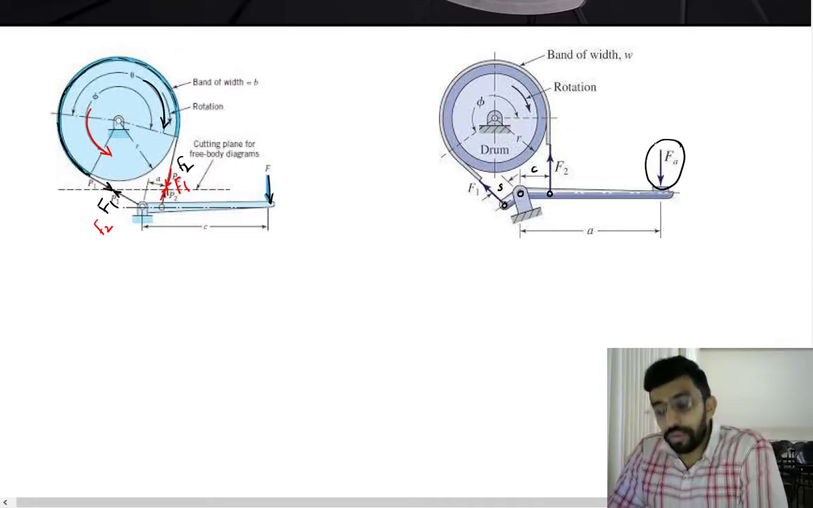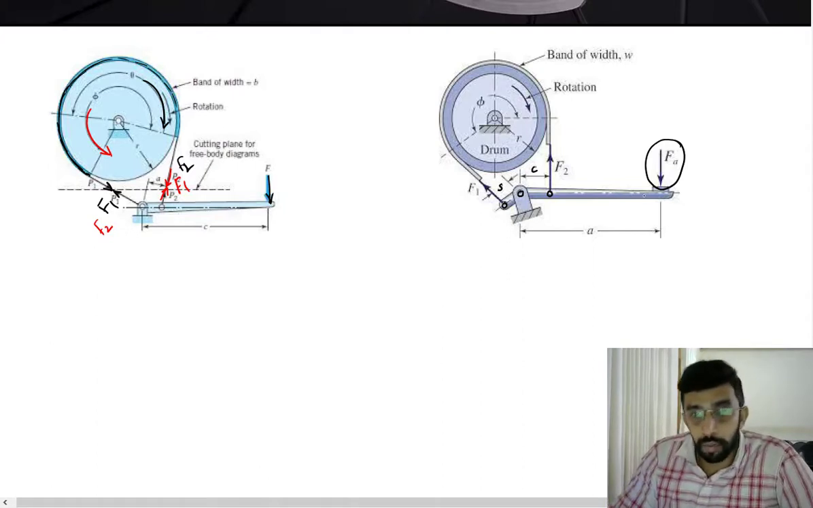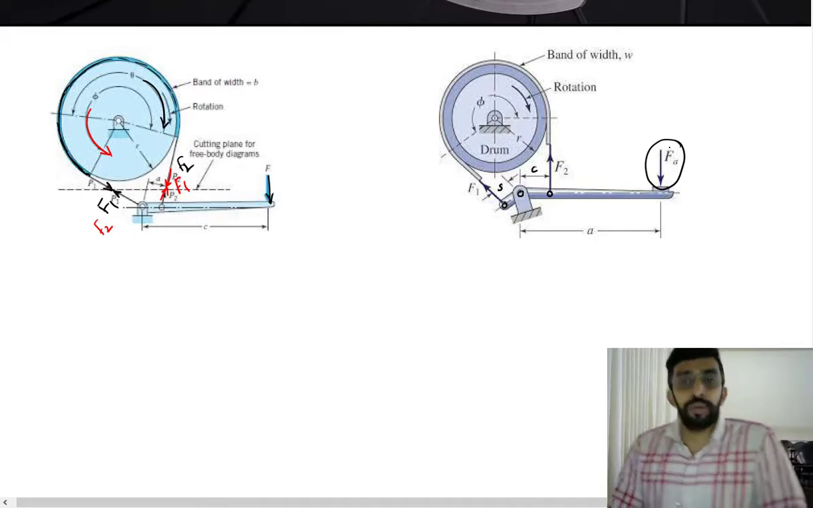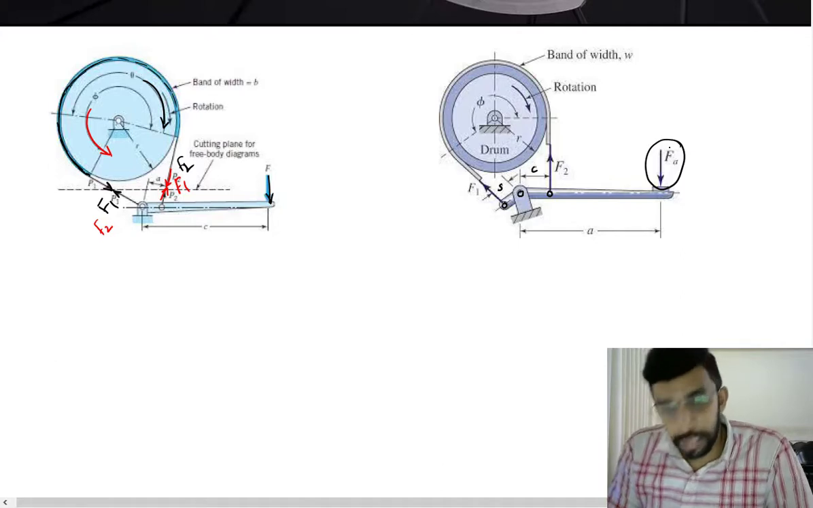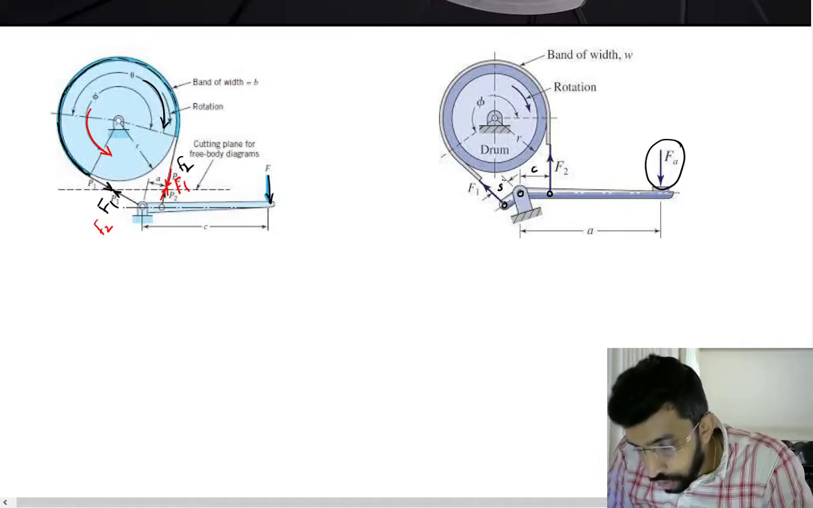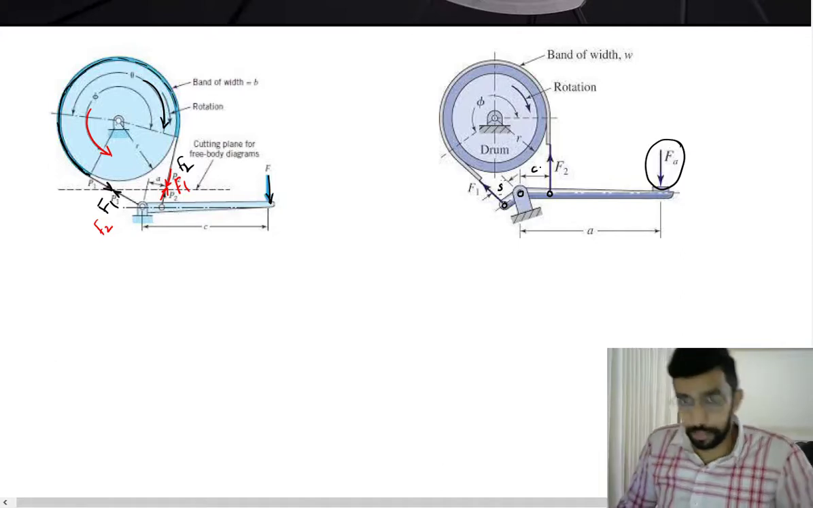But when you analyze the differential band brake, one thing is that they may not give you the direction of FA. It doesn't mean that FA always has to be in the downward direction. No. You have to find out the correct direction of FA, and it's very simple. It is just by looking at the dimensions S and C.